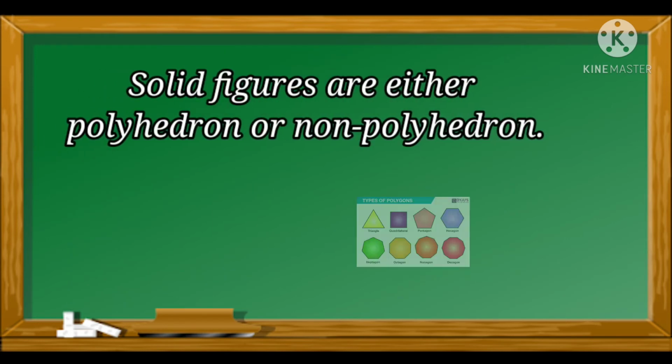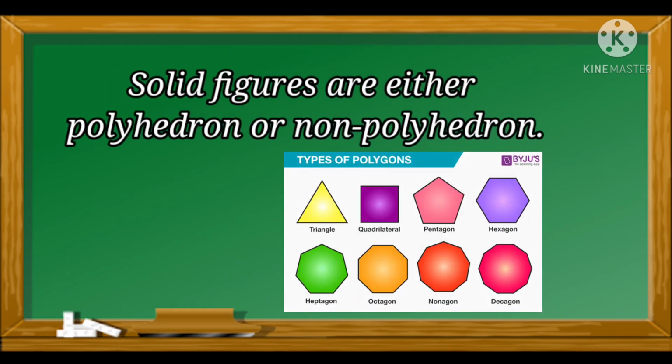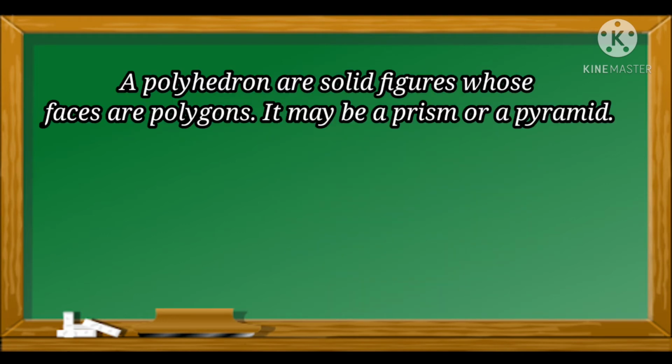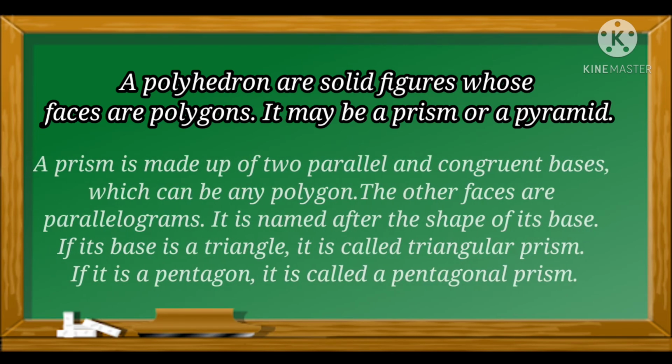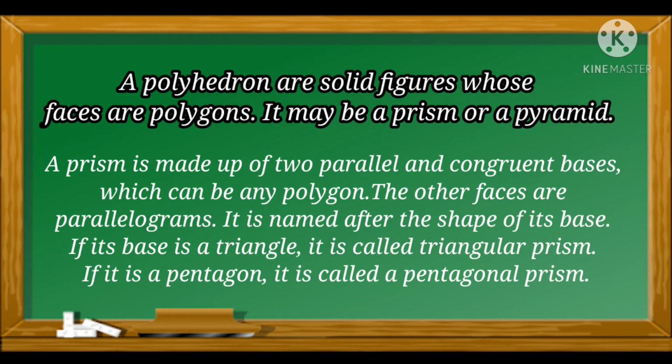Solid figures are either polyhedron or non-polyhedron. Polyhedrons are solid figures whose faces are polygons. It may be a prism or a pyramid. A prism is made up of two parallel and congruent bases, which can be any polygon. The other faces are parallelograms. It is named after the shape of its base.